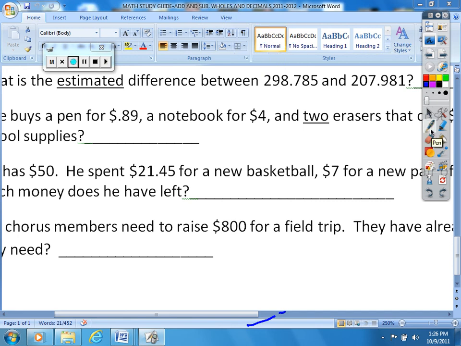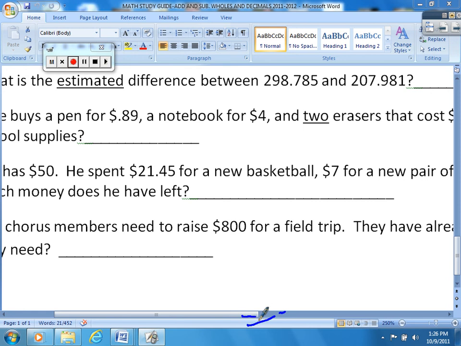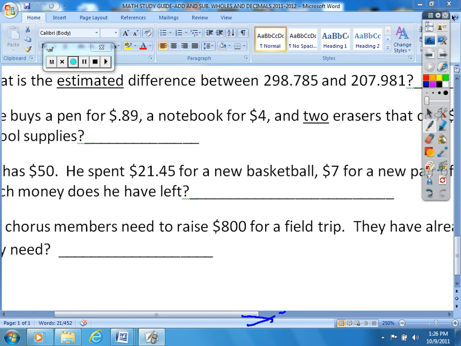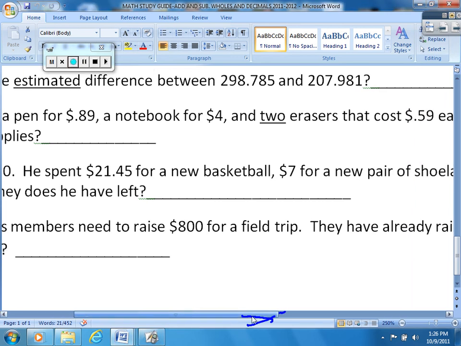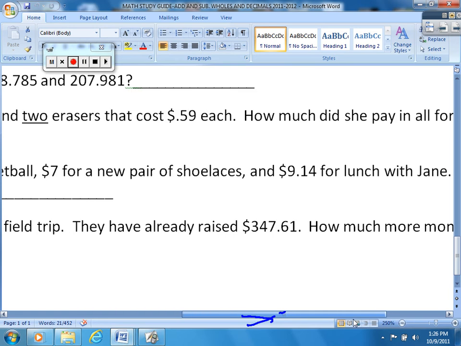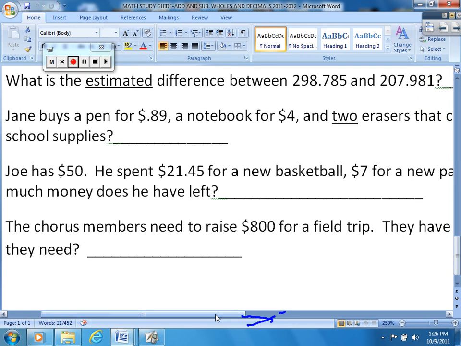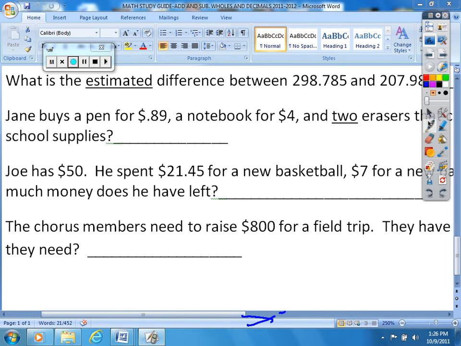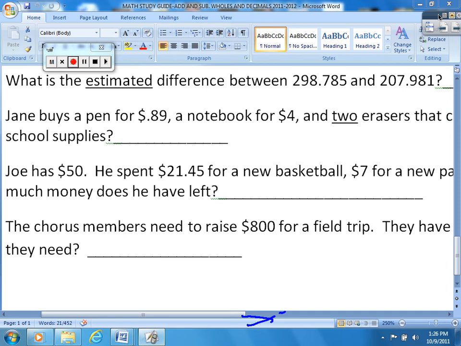All right, let's do this one. I buy a pen for 89 cents, a notebook for $4, and 2 erasers that cost, sorry, too many things to do on this board, that cost 59 cents each. How much did she pay in all for these school supplies? Well, in all means I'm probably going to be adding, so let's get started. A pen for 89 cents. Put your decimal. Now, a notebook for $4. Well, once again, I put this on there for a reason. I want to make sure the students understand that $4 is written 4 in my decimal. Now, you can add zeros here if you want. It's not critical, but if it helps you, please do so.